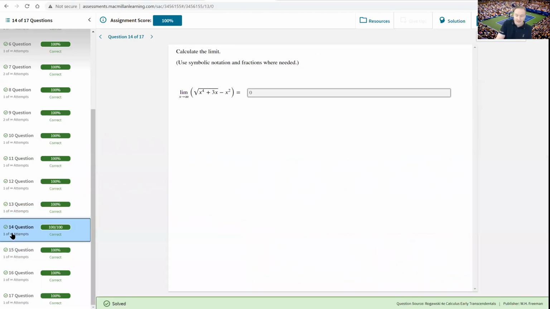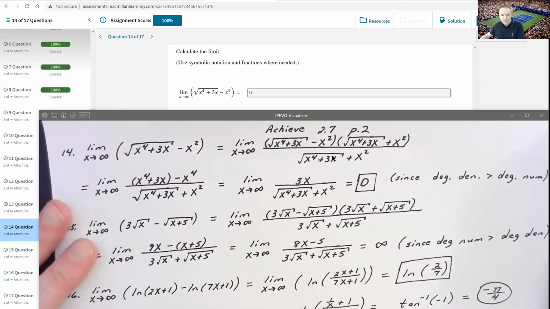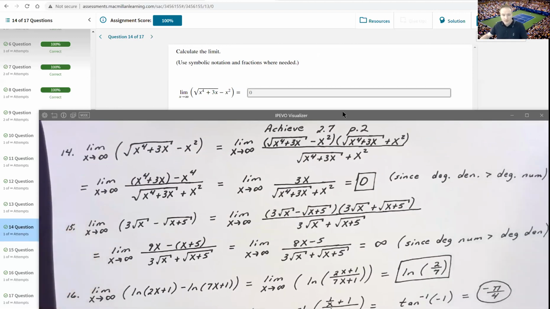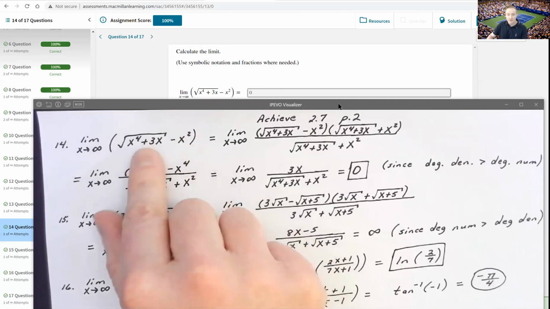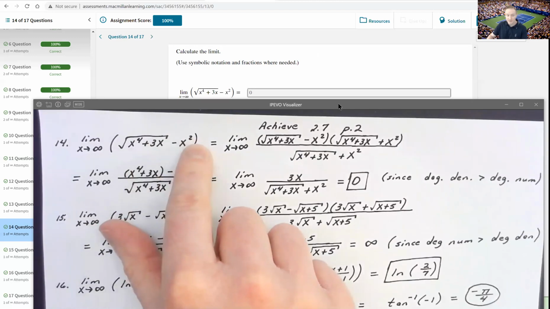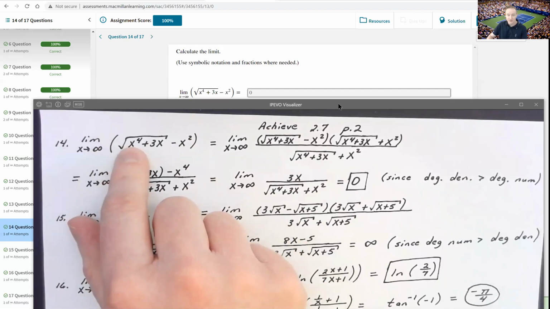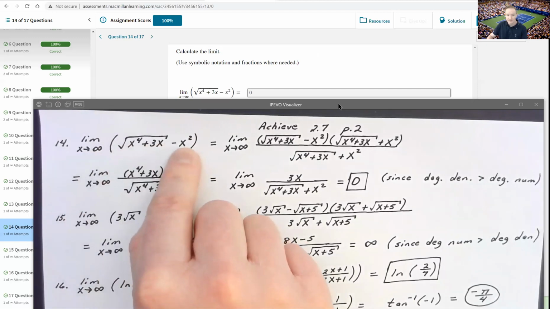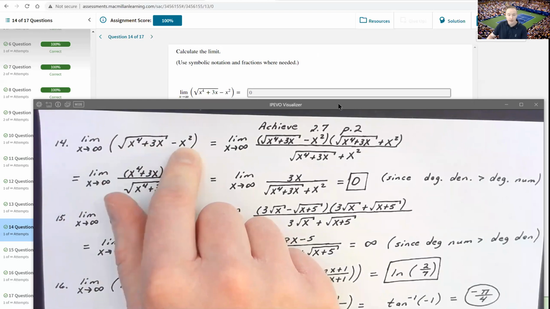For number 14, I like it a lot. Let me go back to here. There we go. 14. When we look at this one here together, guys, we start off with an expression, limit as x approaches infinity, of the root of x to the 4th plus 3x minus x squared. So you say, well, essentially, it's the square root of infinity to the 4th minus infinity squared. Seems like it would be 0, but you don't want to make that conclusion without showing it.